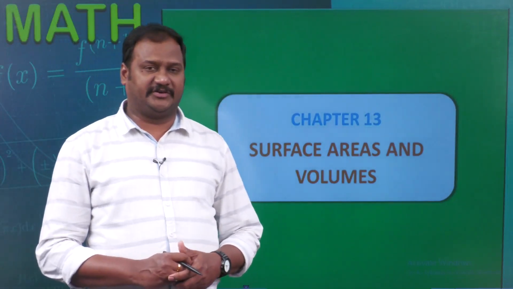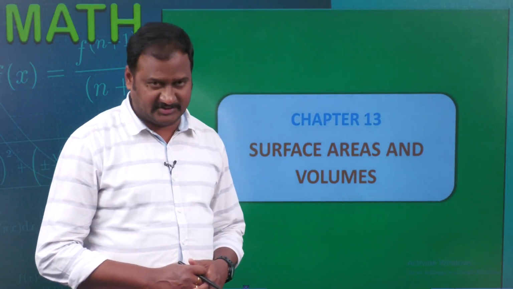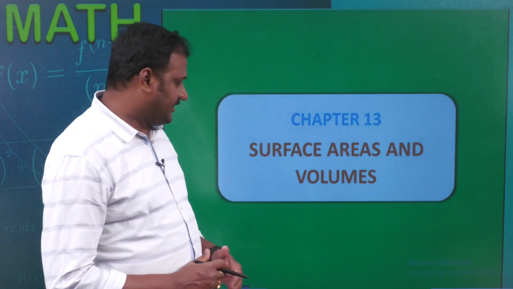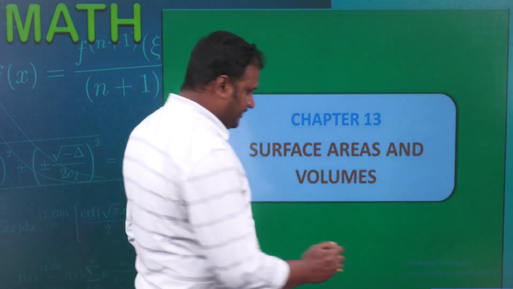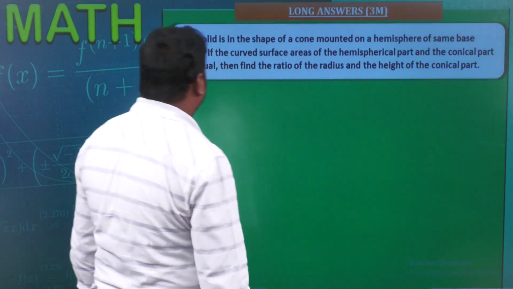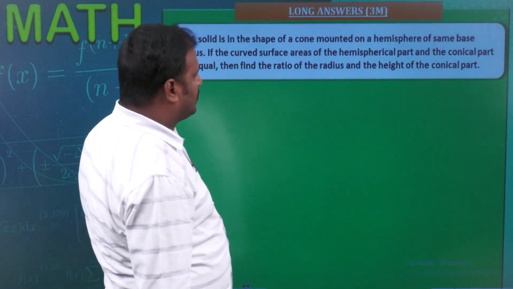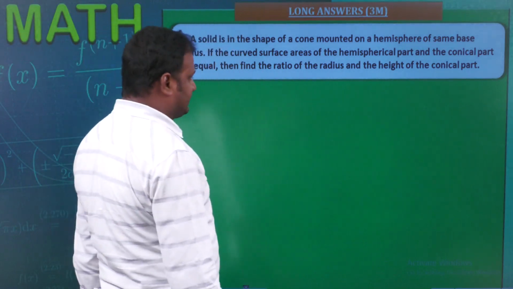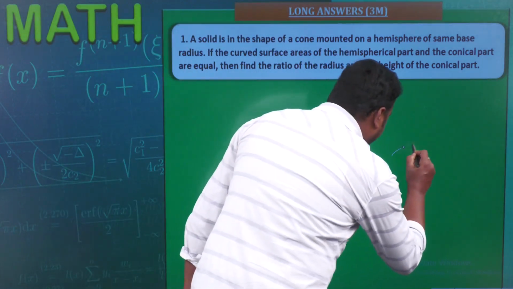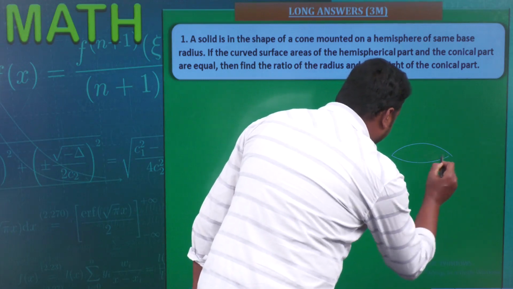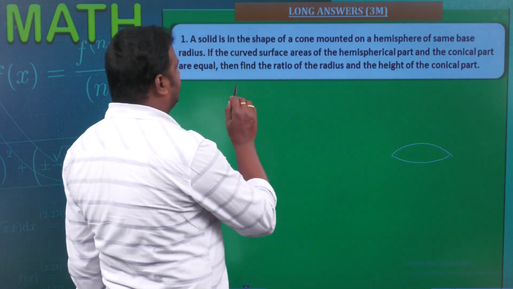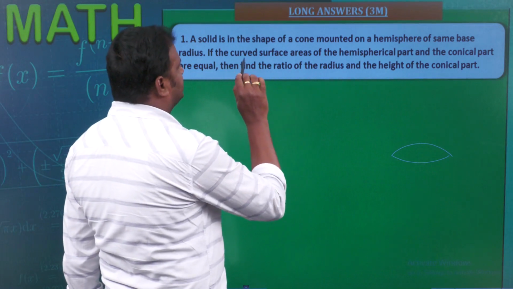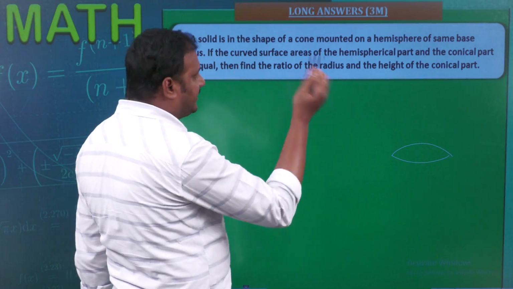Now in this module we are going to discuss 3 marks problems which were given in surface areas and volumes. Coming to the very first problem: a solid is in the shape of a cone mounted on a hemisphere of the same base radius. So let me draw a small rough diagram related to the given problem. The first thing is a solid is in the shape of a cone mounted on a hemisphere.